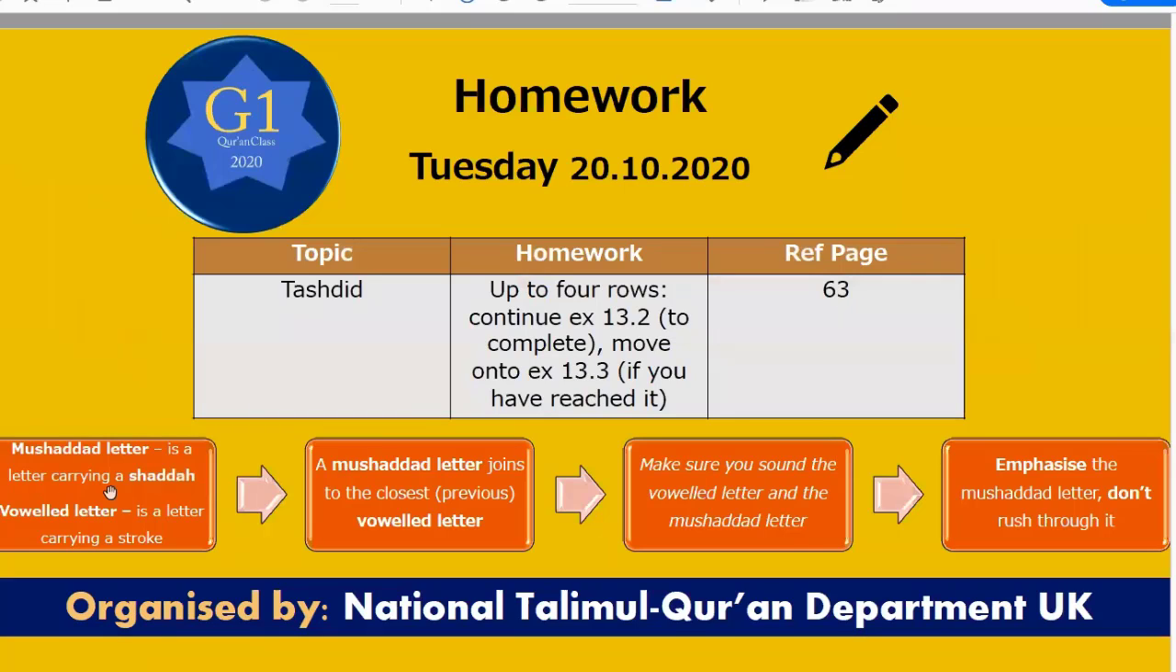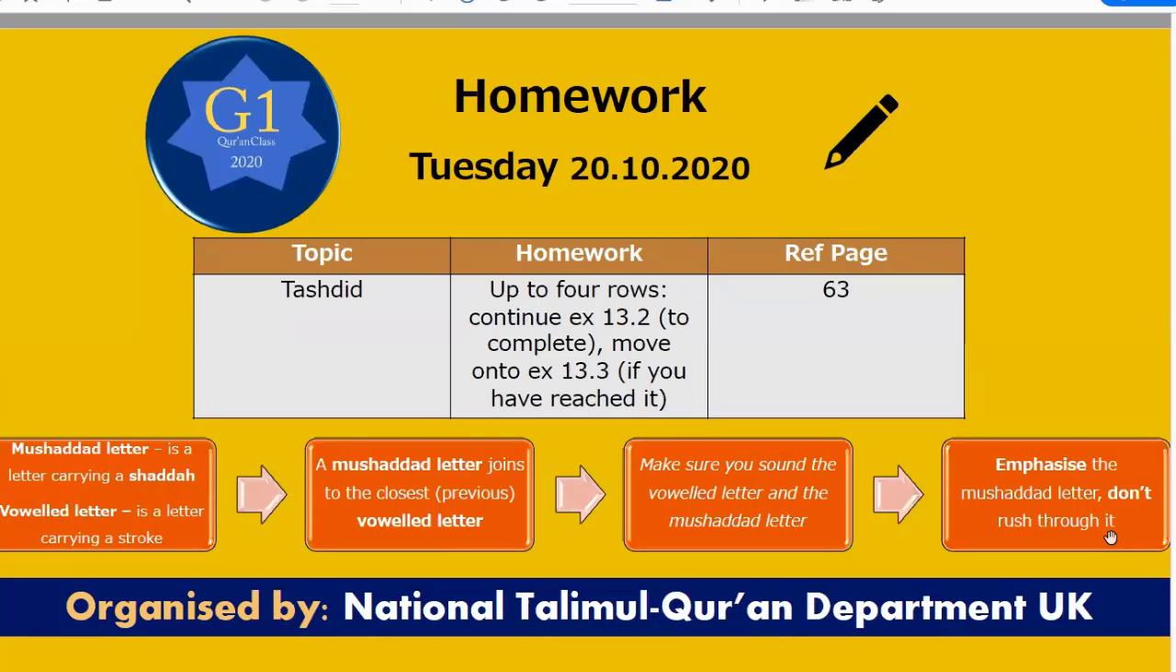So remember, the mushaddad letter is the letter carrying the shadda. A voweled letter is the letter carrying the stroke. A mushaddad letter joins to the closest previous voweled letter. You have to make sure you sound the voweled letter and the mushaddad letter, and you emphasize the mushaddad letter. Don't rush through it. Say it really slowly, really, really clearly.